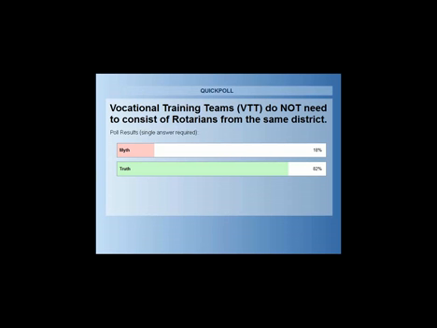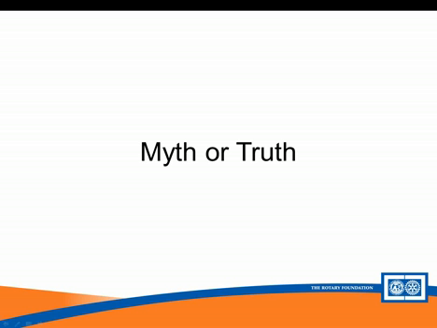Excellent, 82% are correct. The statement is true. Package grant vocational training teams only require the team leader to be a Rotarian. All other team members can be Rotarians from any district or any non-Rotarian. The most important requirement of all team members, including the team leader, is that they meet the professional qualifications. Now, Rotarian Sam Farouk will discuss our next package grants and strategic partners.